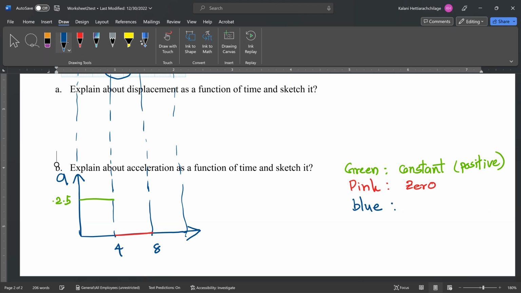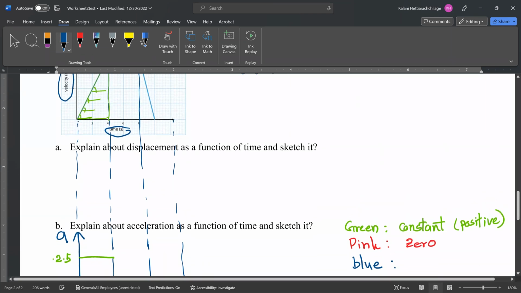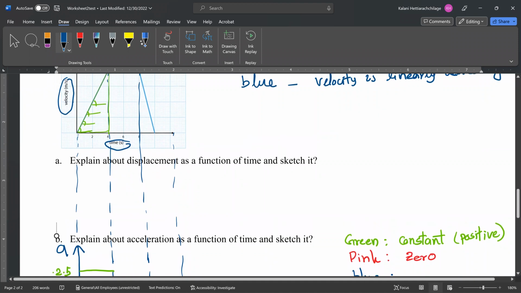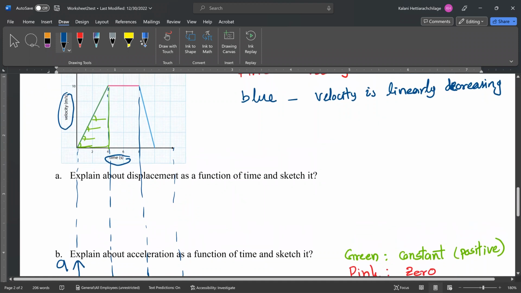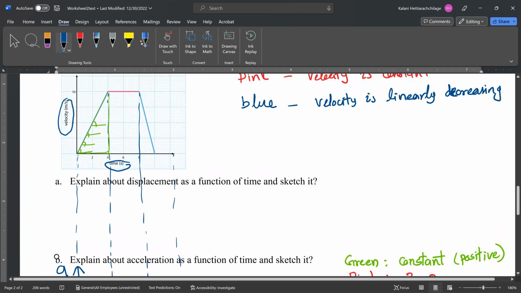Okay, last part is blue. Now, last part from 8 seconds to, I think it is around 10 seconds. So blue part. Now you see that the slope of this one is again a constant, right? But the slope is in the negative direction. But compared to the slope on the green, the blue is steeper than the green.